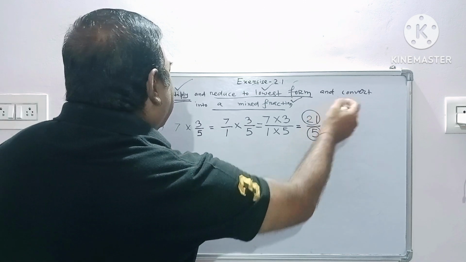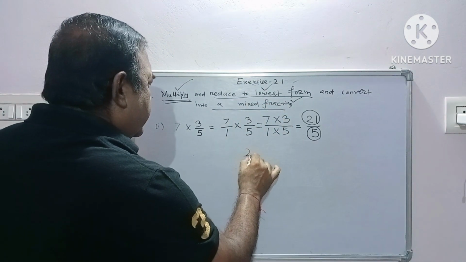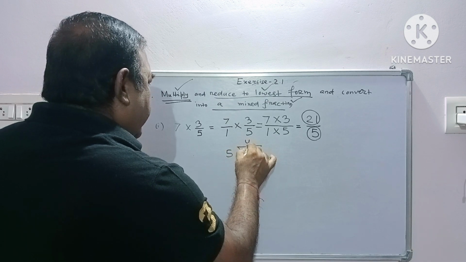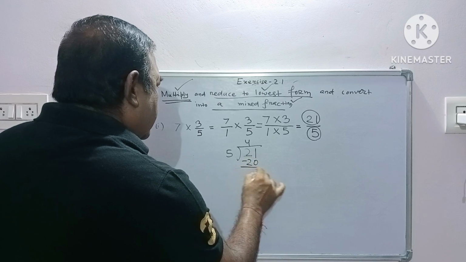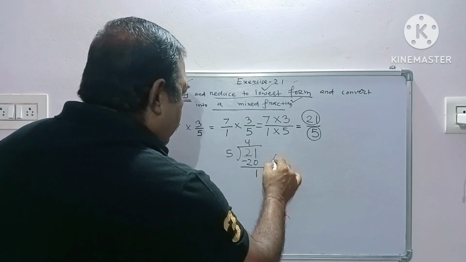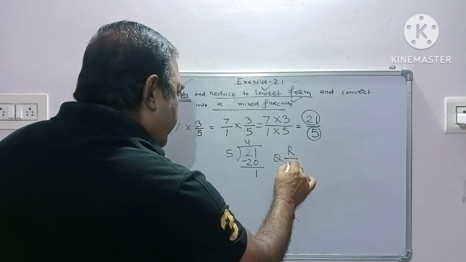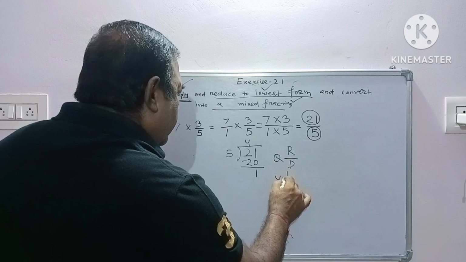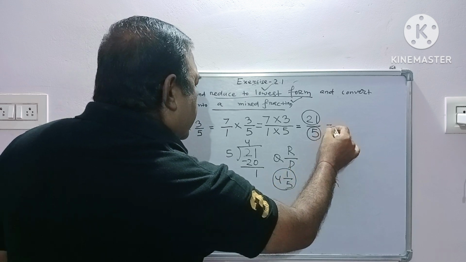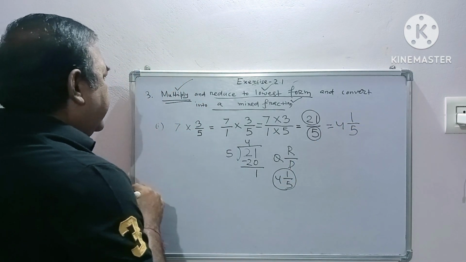Then finally we have to convert it into a mixed fraction. So how you do it? You better know. You divide the numerator by the denominator. 5 fours are 20. 21 minus 20, that is 1. You see, already I have told you, Q whole number and R upon D. Q is the quotient. 4 whole number and 1 upon 5. So we can write like this.